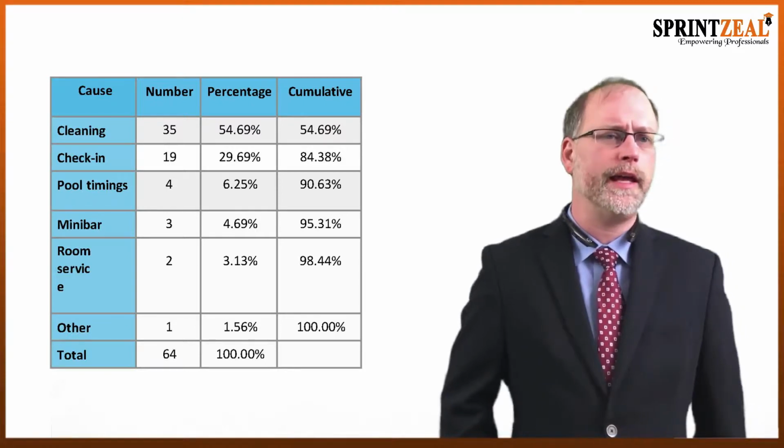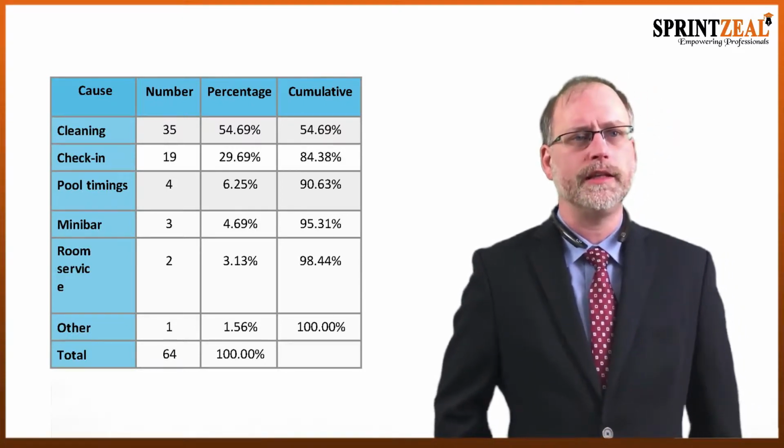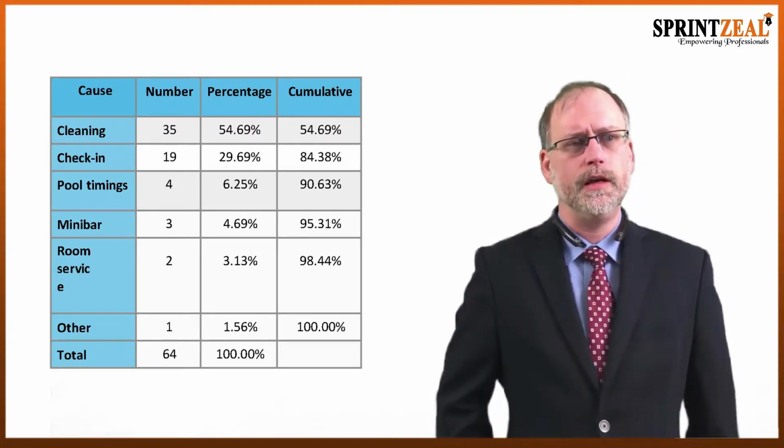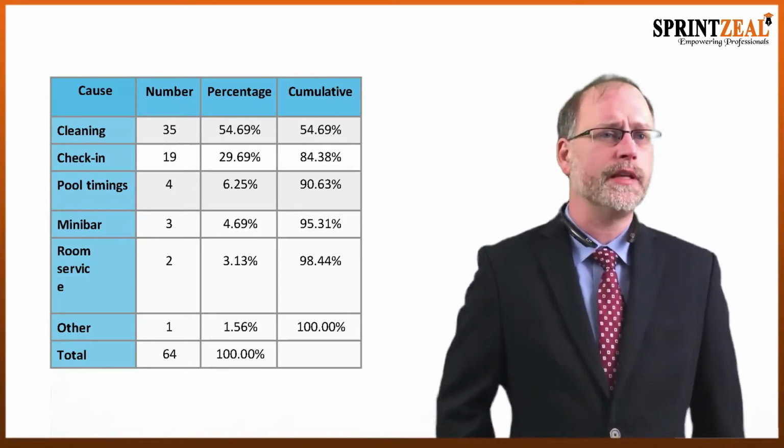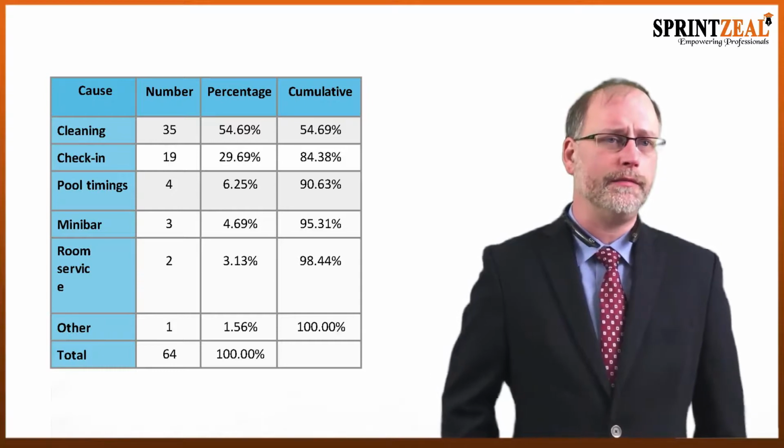So by calculating that, he has a total of 64 complaints that he's received at his hotel. Now, by just doing simple percentages, 54.69% of his complaints come from cleaning.